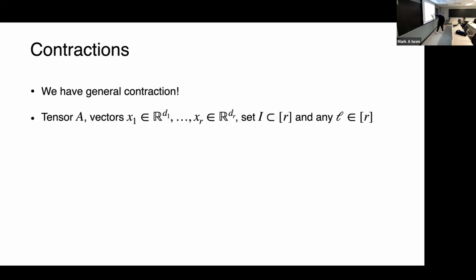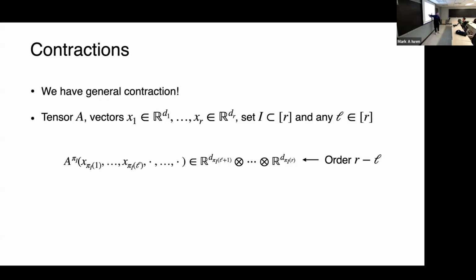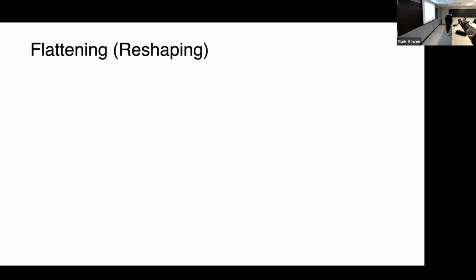So for a tensor A in R vectors x1 through xr, and an arbitrary set I, and any L, I can define the following contracted object, which is nothing but an order R minus L tensor. What is this saying? I just took the appropriate L vectors, not necessarily the first L, and contracted them out and got an order R minus L tensor. That's all it's saying. So that's just a contraction. I'm taking an order R object and bringing it down to a smaller order object. Again, not necessarily the first L vectors.